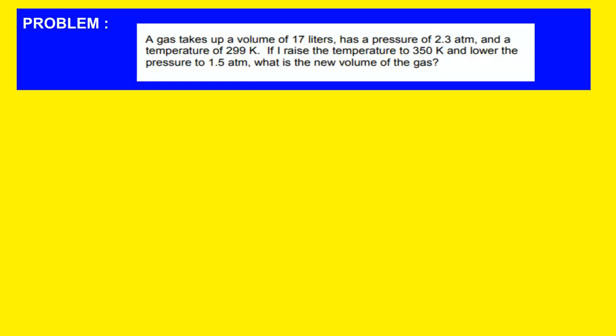So here we have a problem where a gas takes up a volume of 17 liters and has a pressure of 2.3 atmospheres and a temperature of 299 Kelvin. If I raise the temperature to 350 Kelvin and lower the pressure to 1.5 atmospheres, what is the new volume of the gas?